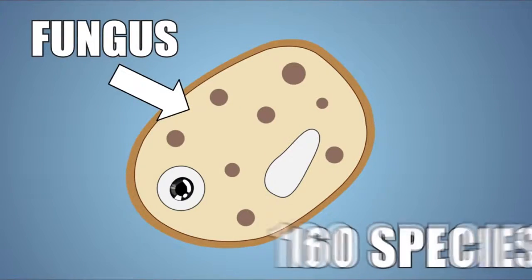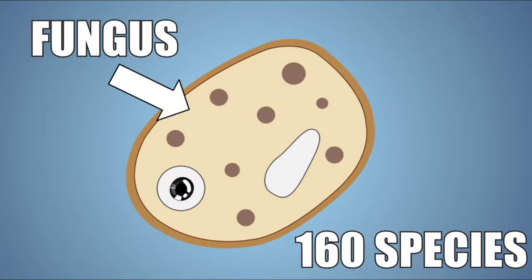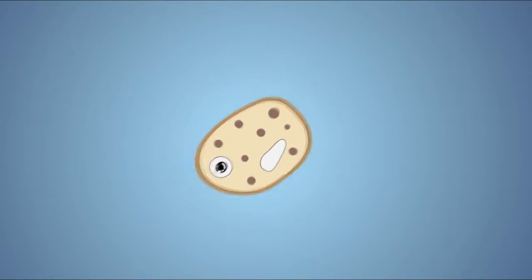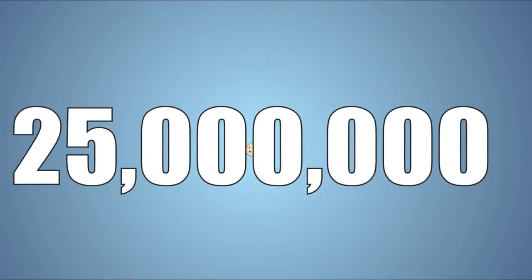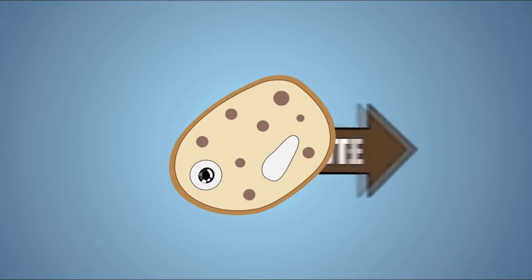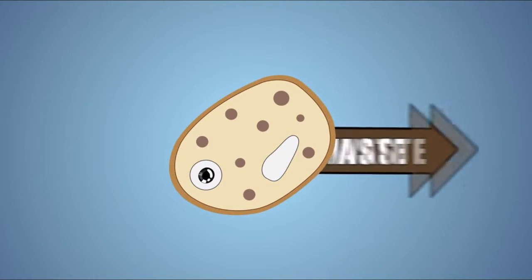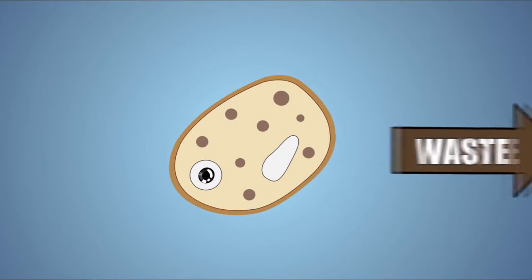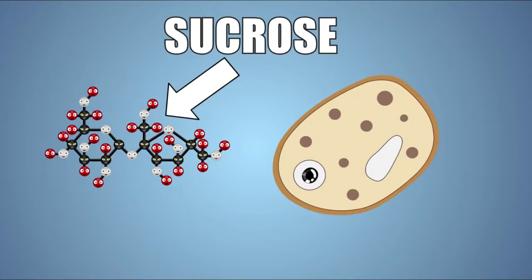Yeast is a fungus, and there are about 160 known species of yeast. Yeast is very small. 1 gram holds around 25 million cells and has been used for thousands of years to help bread rise. But how does a fungus help bread rise? It has to do with what yeast eats, how they metabolize that food, and what waste products are released. Yeast feeds on sugars and starches.